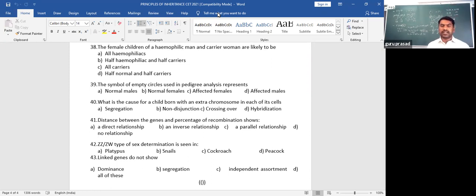The symbol of empty circle used in the pedigree analysis represents... In the sense, there are many symbols: circle, square, rhombus. Circle is female, square is male, rhombus is sex unspecified. Circle shaded is affected, square shaded is affected, like that. So here, the symbol is an empty circle, nothing is shaded. So normal female is the answer.